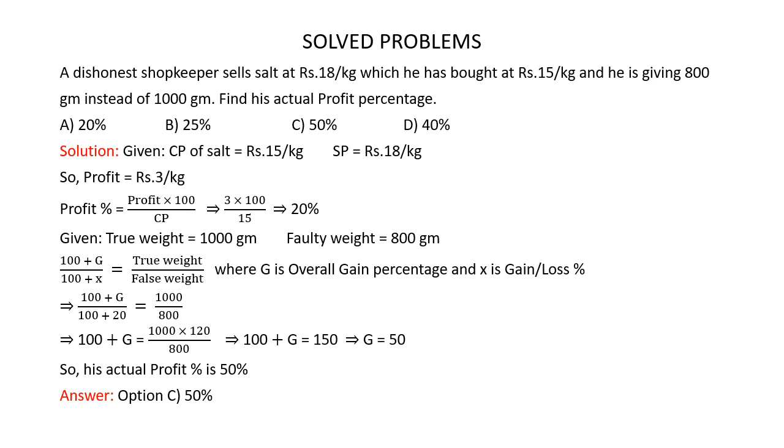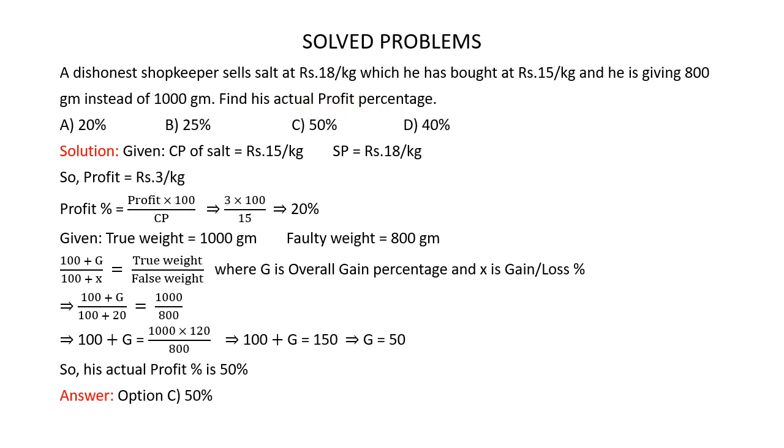Now, this is not his actual profit percent because that shopkeeper is a dishonest shopkeeper, and instead of giving 1000 grams, he is giving only 800 grams because instead of using a 1000 gram weight, he is using a 800 gram weight. So true weight here is 1000 grams and faulty weight is 800 grams. Now we are asked to find his actual profit percentage.